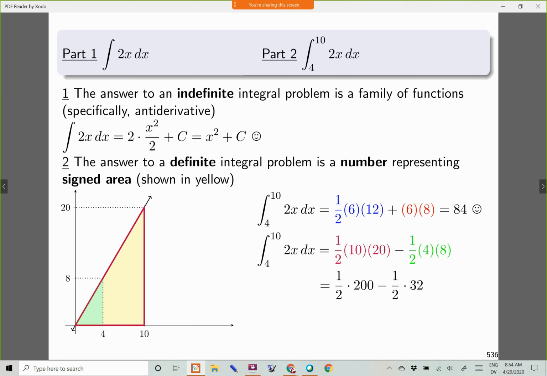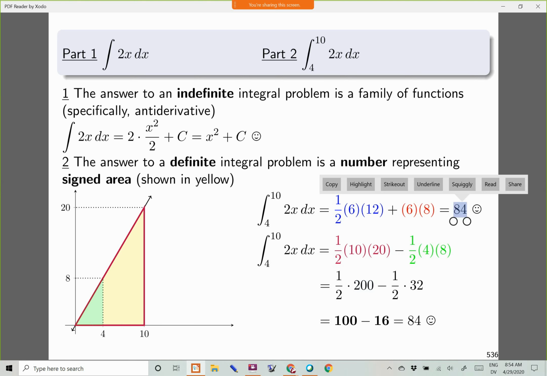So let's just go through this. 10 times 20, 200. 4 times 8 is the 32 here. What's 1/2 of 200? That's 100, right? Half of 32 is 16. And if you do 100 minus 16, you get 84. Same answer either way.